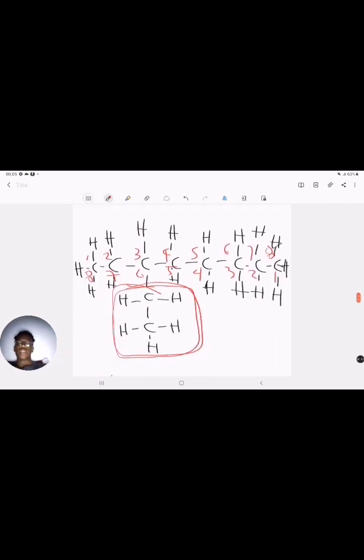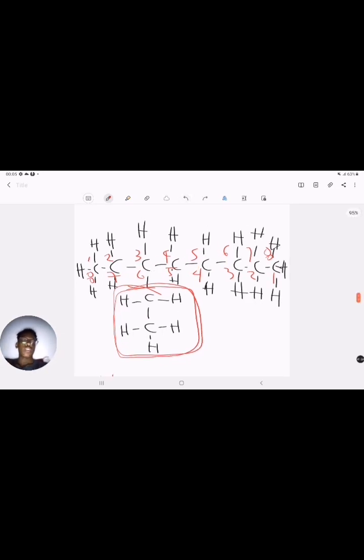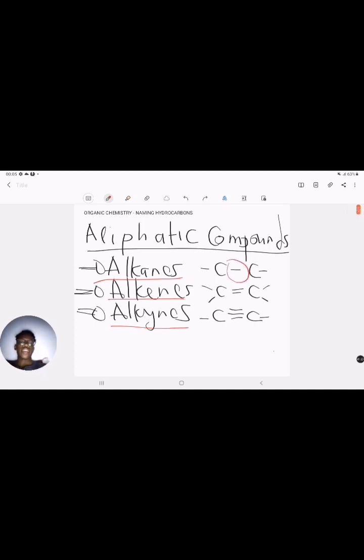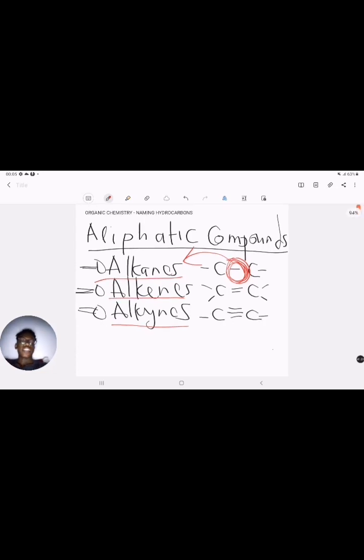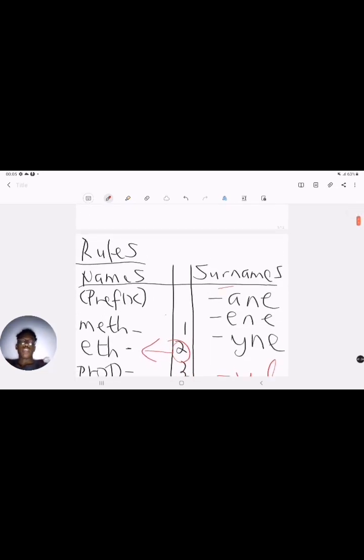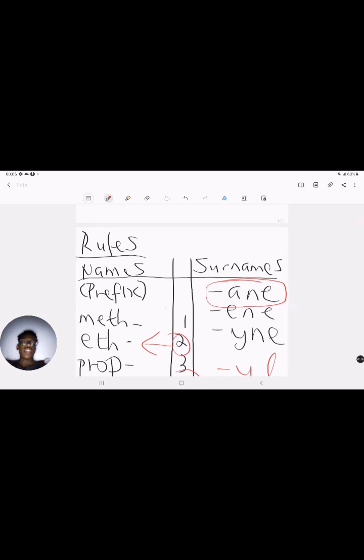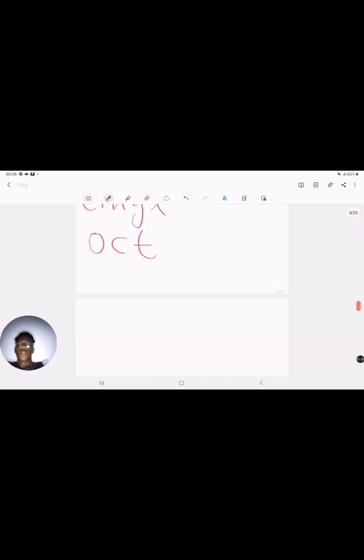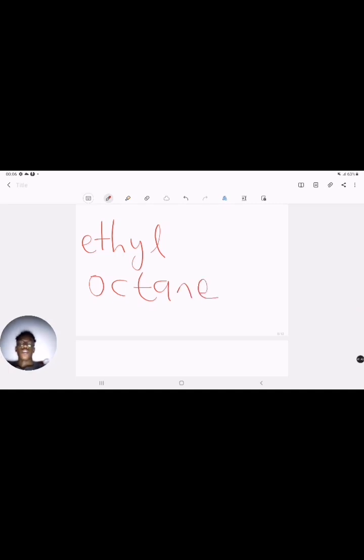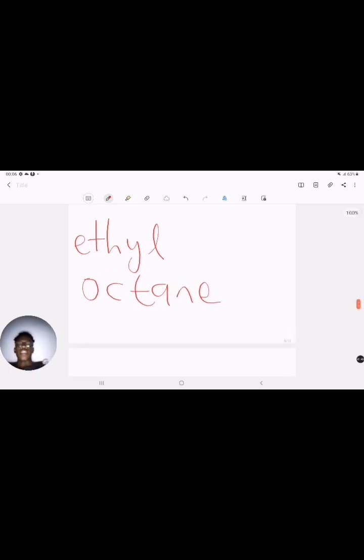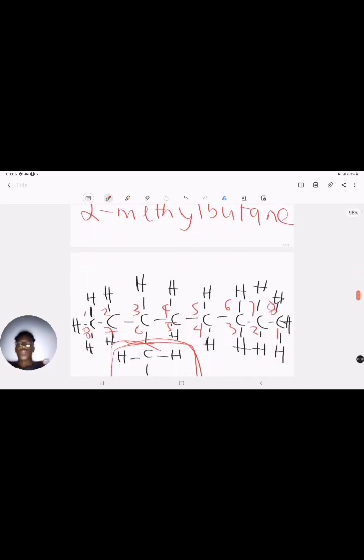How do I know it's an alkane? Because it's single bonds throughout. Why do I know about single bonds? Page 1, alkane, single bonds throughout. If it's single bonds, then alkane. If it's an alkane, then the last part of the name will be ane. Therefore, that is oct for 8, and then ane for alkane. Now I have to combine these two into one name. How do I do that?